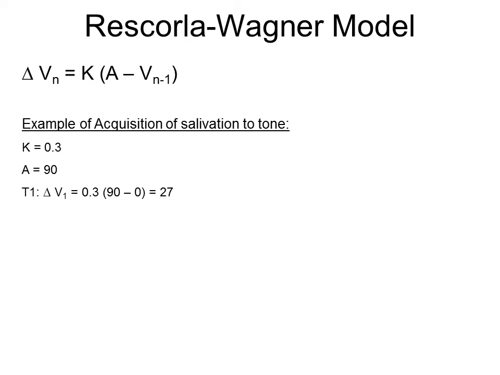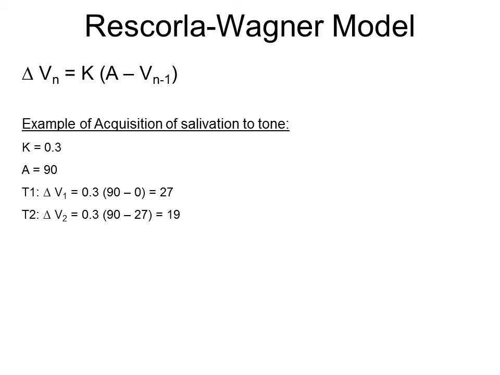Okay, so that's the first trial. Let's go on to the second one. On trial 2, delta V2, the change in conditioning on trial 2, is equal to salience, which is 0.3, times 90, which is the asymptote, minus 27. So why is 27 inserted there? Well, we're on trial 2. The cumulative strength of conditioning up through the previous trial, well, there is only one previous trial, and it resulted in an associative strength of 27. So we have 90, the asymptote, minus the cumulative strength of conditioning up to the previous trial, equal to 27. 90 minus 27 is 63.